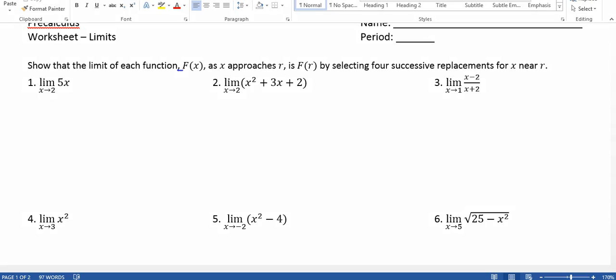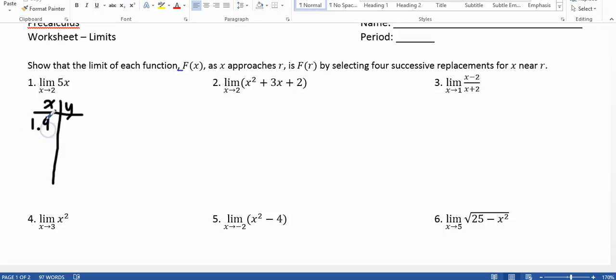Here's the worksheet I will also be asking you guys to do for your assignment. And the idea here is that I want you to evaluate the limit. So for number 1, I want you to evaluate 5x by picking 4 numbers getting closer and closer to 2. So I'm asking you to make your own t-chart. If you want to do the vertical one or the horizontal one, I don't really care. And the first number I'm going to pick to plug in here would be something like 1.9.